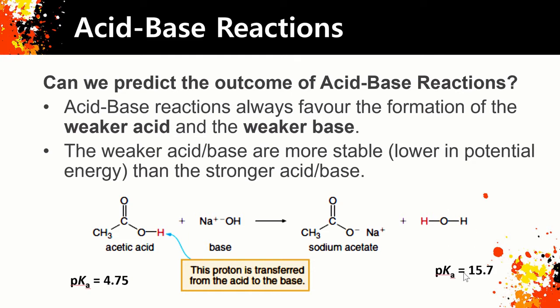and the pKa of water is 15.7, right? So the point here is that the acid-base reaction always favors the formation of the weaker acid and the weaker base. So in this case, the weaker acid is water, right? Is that right? The weaker acid is water. And so, when we compare our pKa values, 4.75 to 15.7, that is clearly the case.